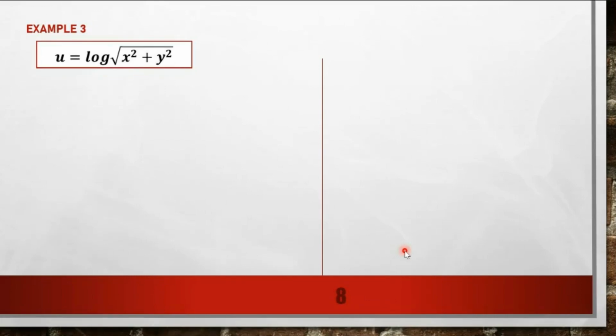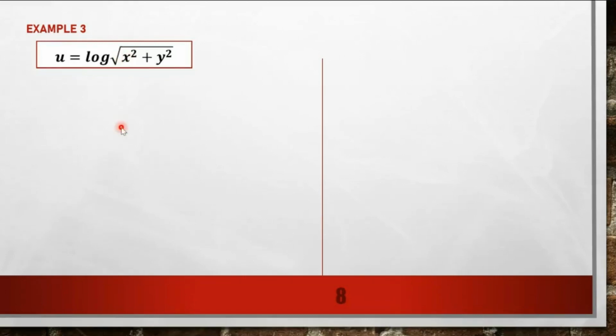U is equal to log of root of x square plus y square. Find the analytic function f of z. तो f of z निकालने के लिए हमें f dash of z निकालना है. f dash of z निकालने के लिए ux uy निकालना है. तो हमें ux uy निकालने के लिए पहले तो u दिया हुआ है.